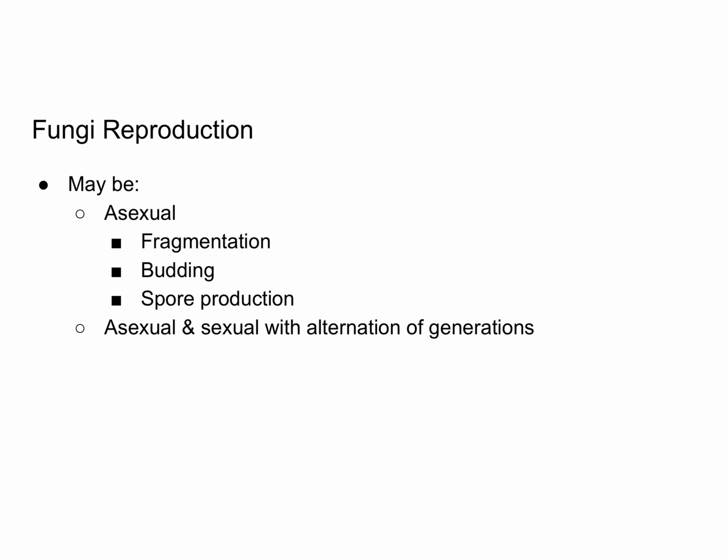Fungal reproduction may be asexual or sexual. Asexual, A means without. So this is without sex or without fertilization. And there are three different types of asexual reproduction in fungi that we're going to talk about on the next couple of slides. And those include fragmentation, budding, and spore production. And these all rely on mitosis as a way for the cell to then create more cells, or for an organism to create more organisms like itself.